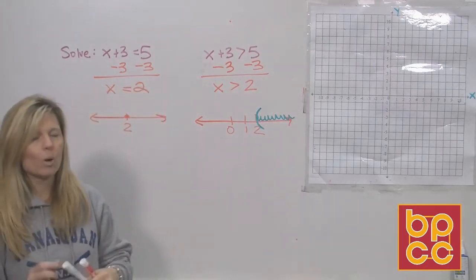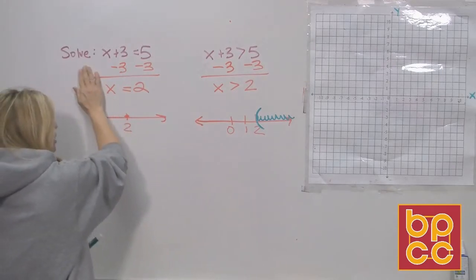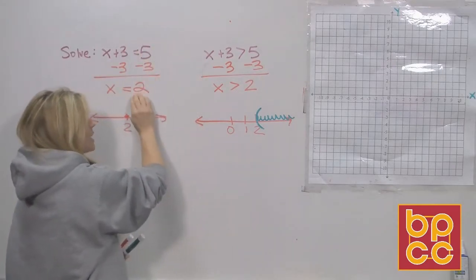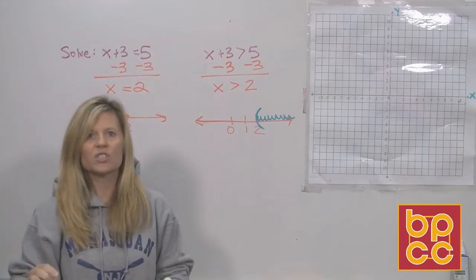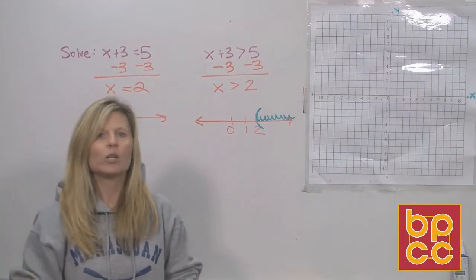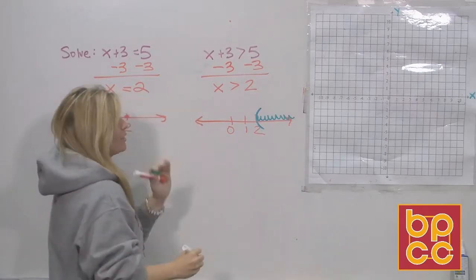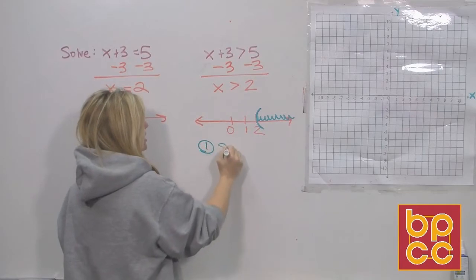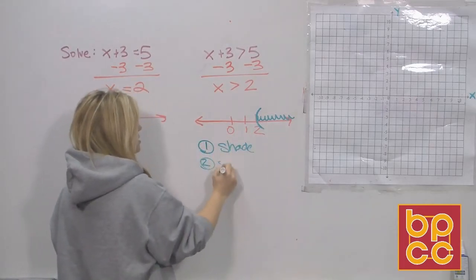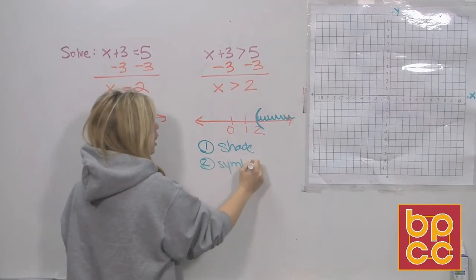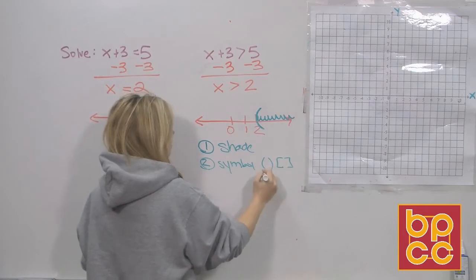So what I want you to notice is this. Solving an equation and solving an inequality follows the same procedure. What was different was at the end. When you stated the solution, the answer, with an inequality, you had 2 decisions to make. You had to decide which way to shade, and you had to decide on a symbol, which with the number line was either do you use parentheses or brackets.